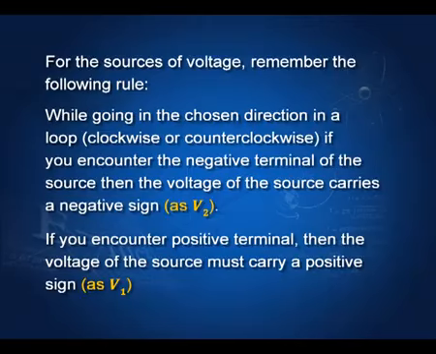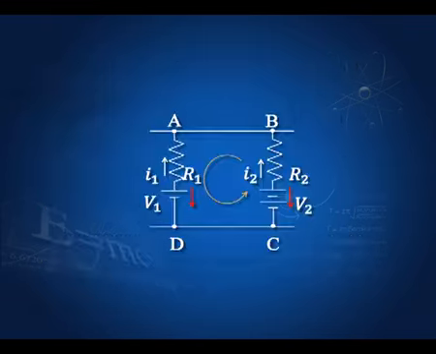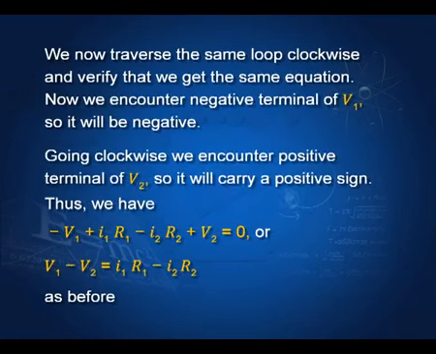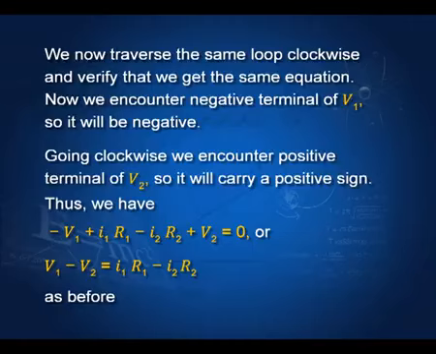For this source, remember the following rule, which I have stated earlier also, but let me repeat this because this is very important. If during your traversing either clockwise or anticlockwise, you meet the positive terminal first, then its voltage is taken as positive. If you meet the negative terminal first, then its voltage is taken as negative. You see, here we had the counterclockwise, here we have the clockwise, and you can do the same exercise again and you will get the same result. V1 minus V2 is I1 R1 minus I2 R2. So, it does not matter. In a given loop, you can go clockwise or anticlockwise, it does not matter, as long as you are consistent.